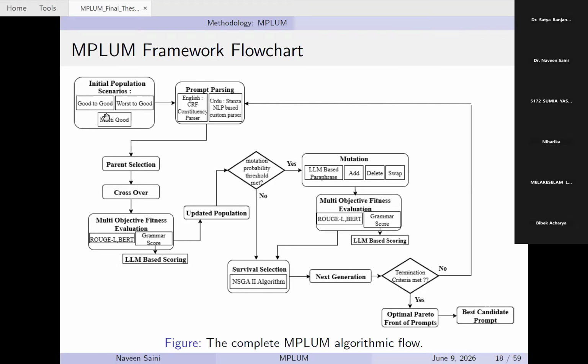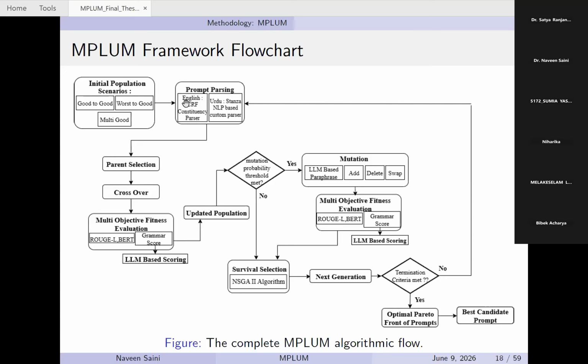In the multi-good, what is the scenario? Initially we have a good prompt in the beginning, but because the population has a set of parents, all the prompts look similar to each other. Now we want to optimize them to find the best. So this is the initial population, three different scenarios.